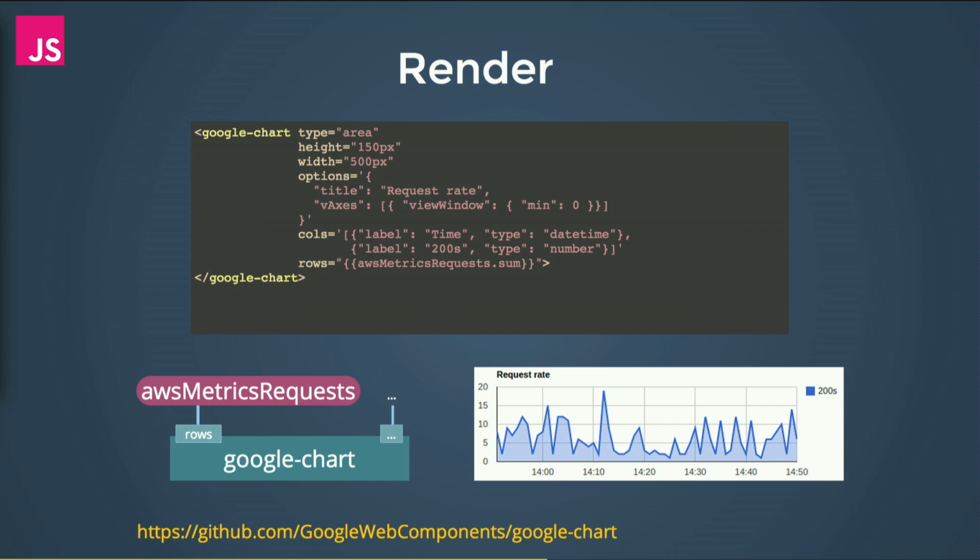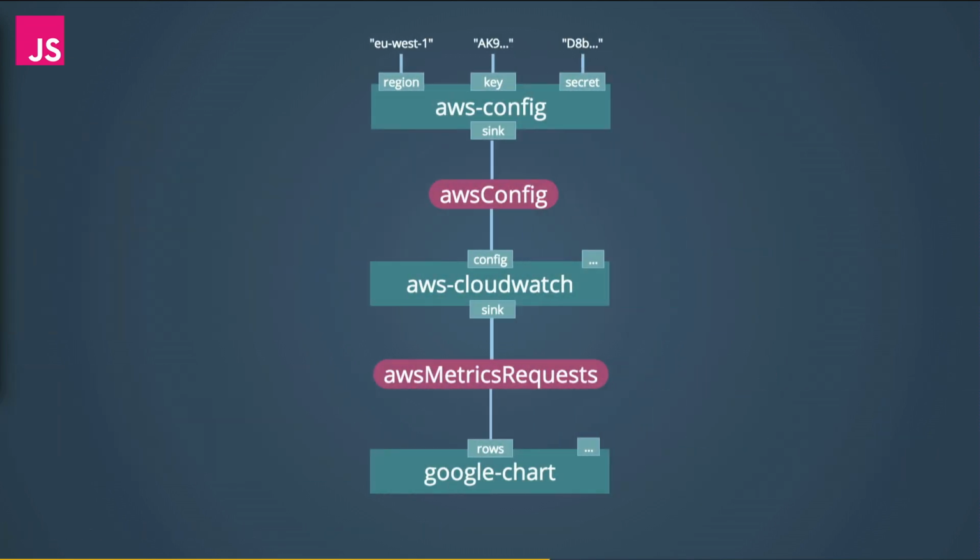So that's cool. And we've got all of this through web components. So what does it look like end-to-end? We've got our 3 string attributes that we pass into the AWS config element. That's going to write it using the sync to a new variable, AWS config. We pass that to CloudWatch alongside other parameters. That's going to do the AJAX request. And when it comes back, we can write that into another variable and pass that to Google Chart. And boom, our chart appears.